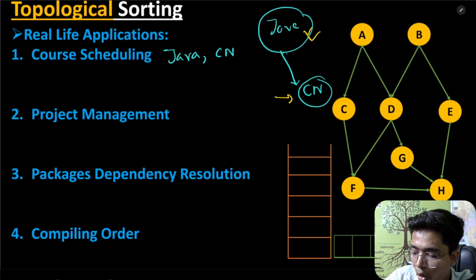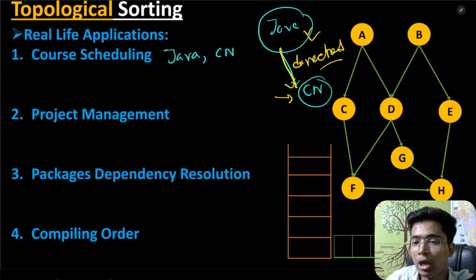So this is that type of directed and non-reversed acyclic relationship. We use the topological sorting. Project management, for maintaining the project.